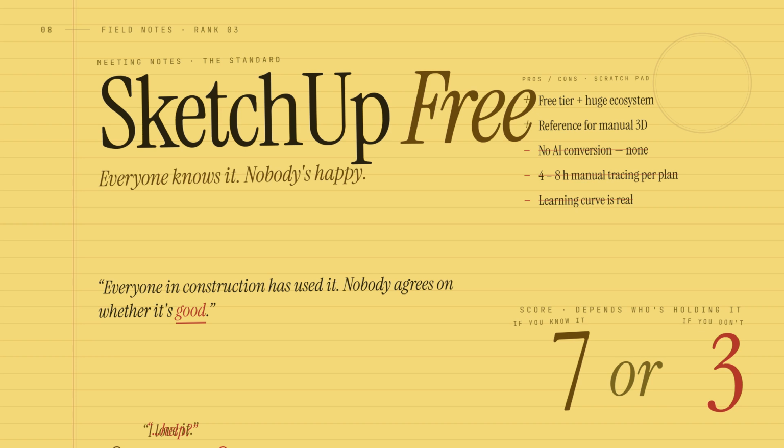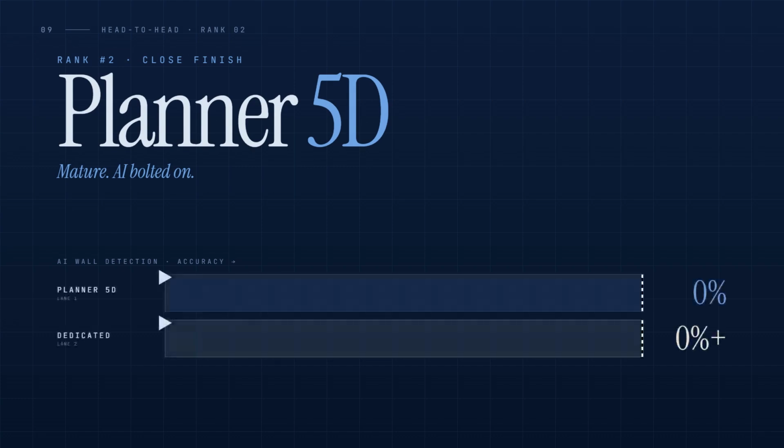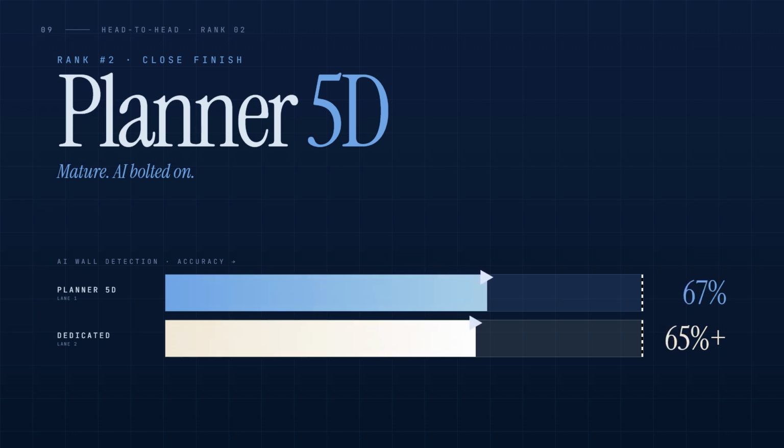Need parametric control and CAD-adjacent detail? SketchUp. Just want a quick conversion? Keep going. Number 2, Planner 5D. This is the most mature design from scratch tool in the whole category. iOS app, Android app, web app. Big furniture library, drag and drop, room creation. And bolted onto the side, AI plan recognition.